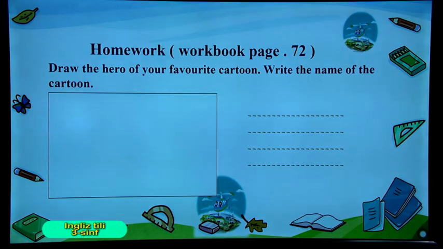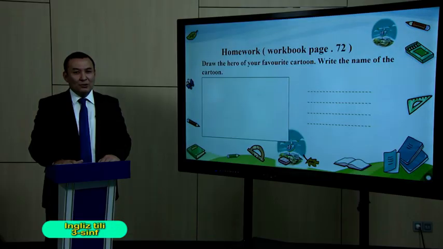So, dear people, now look at your homework. Your homework is page 72. What you have to do? Draw the hero of your favorite cartoon and write the name of the cartoon. Aziz o'quvchilar, shuning bilan darsimiz o'z nihoyasiga yetdi. Umid qilamanki, siz bugun multfilm qahramonlari haqida ma'lumotlarga ega bo'ldingiz.